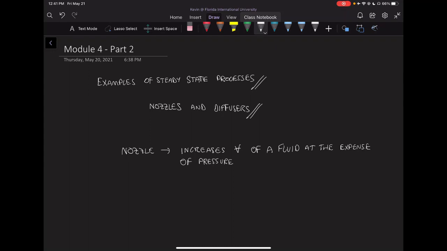And a diffuser is essentially the opposite of a nozzle. It's a device that increases pressure of a fluid by slowing it down, by slowing the fluid down.